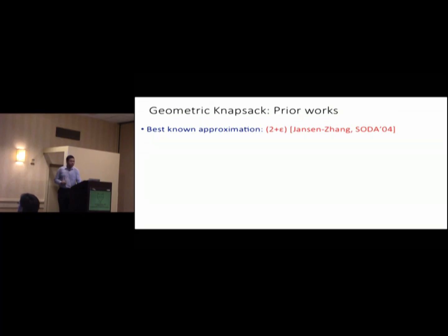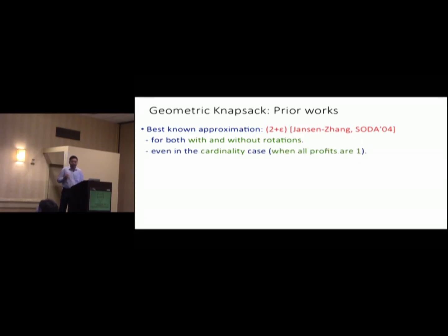For this problem, the best known approximation is 2 plus epsilon by a result by Jansen and Zhang from SODA 2004. And it works for both the cases with and without rotations. And even in the cardinality case, where all profits are 1, so you just want to maximize the number of rectangles packed, this is the best known.